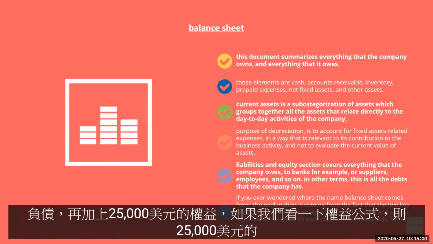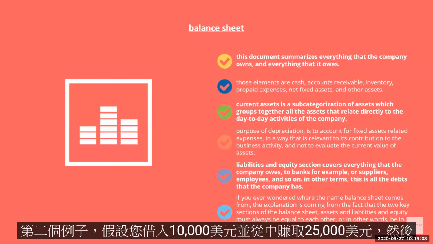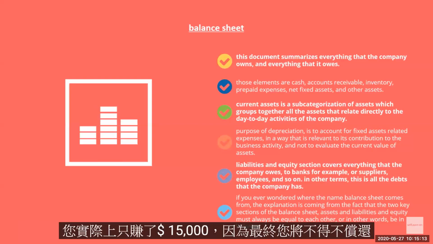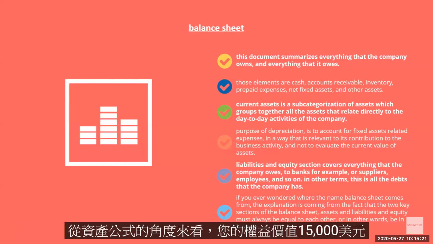If we look at the equity formula, $25,000 of equity is equal to $25,000 of assets, minus 0 liabilities. For our second example, let's say you borrow $10,000 and make $25,000 out of it. Then, you truly made only $15,000, since ultimately you will have to repay the loan. Your assets are worth $25,000. Your liabilities are worth $10,000. Therefore, your equity is worth $15,000.